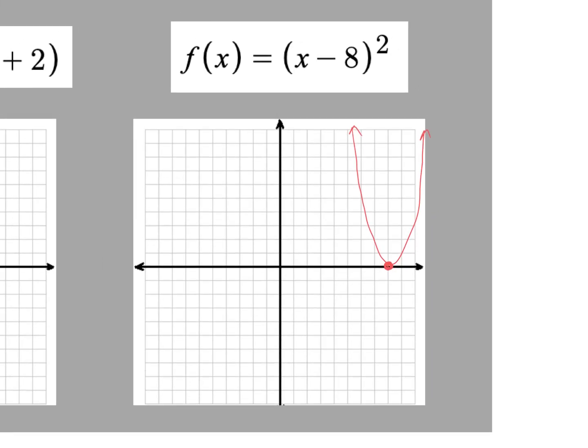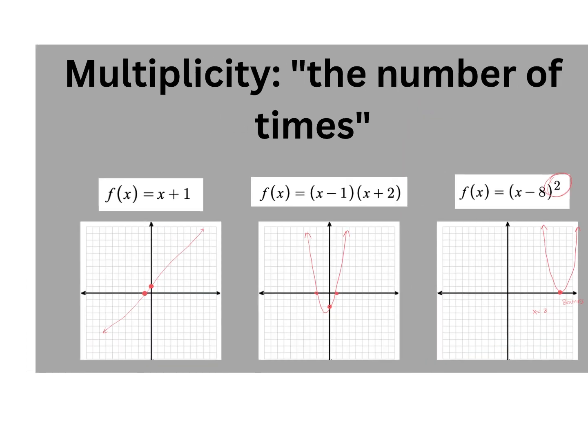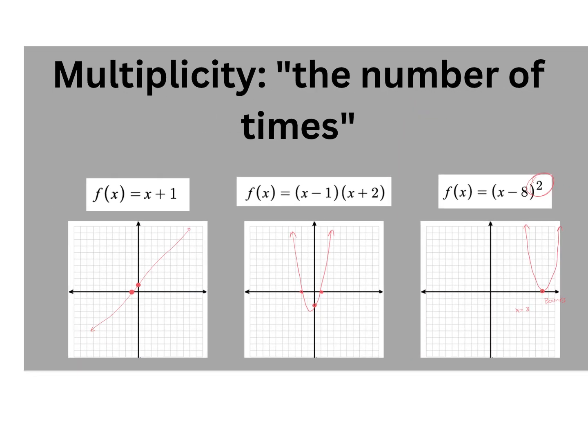And I want you to notice how this x-intercept of x equals 8, okay, it doesn't go straight through. It kind of bounces off. And the reason it does that is because of this exponent of 2. It's almost like this x equals 8 x-intercept is happening twice. So it's not going straight through it. It's hitting it and then going off in the other direction, okay?